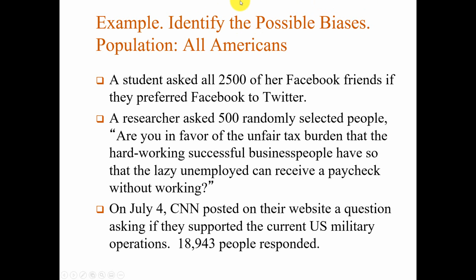So, in an example, identify all the possible biases from this population. I'm going to ask you to stop the video and answer all three of these examples really quickly.